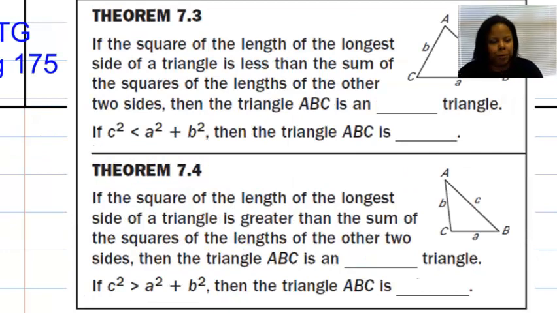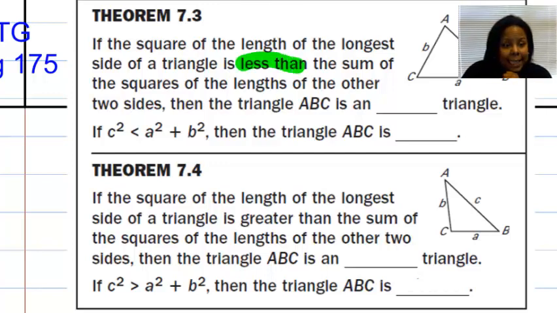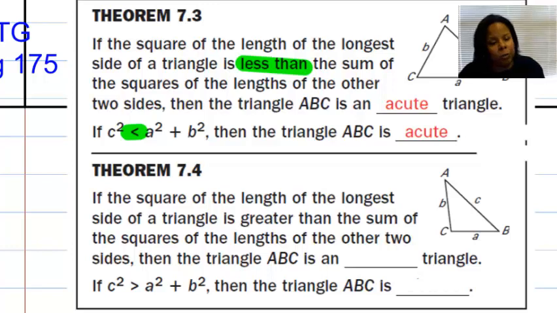But a little bit further on down, we have these theorems that are based off the converse, which says that if the square of the length of the longest side of a triangle is less than the sum of the squares of the lengths of the other two sides, then triangle ABC is what type of triangle? Well, we know it's not a right triangle, and based off of our examples earlier, when c squared was smaller than a squared plus b squared, we ended up with what type of triangle? An acute triangle. So that means we have a way of determining if a triangle is acute without knowing its angles. All we have to do is determine is c squared smaller than a squared plus b squared.